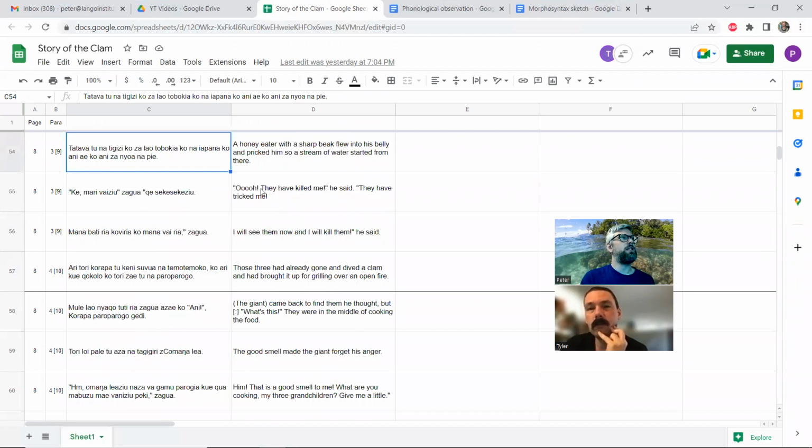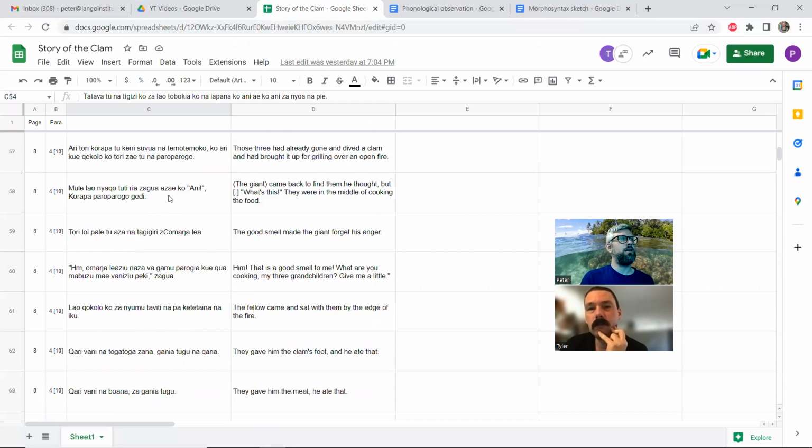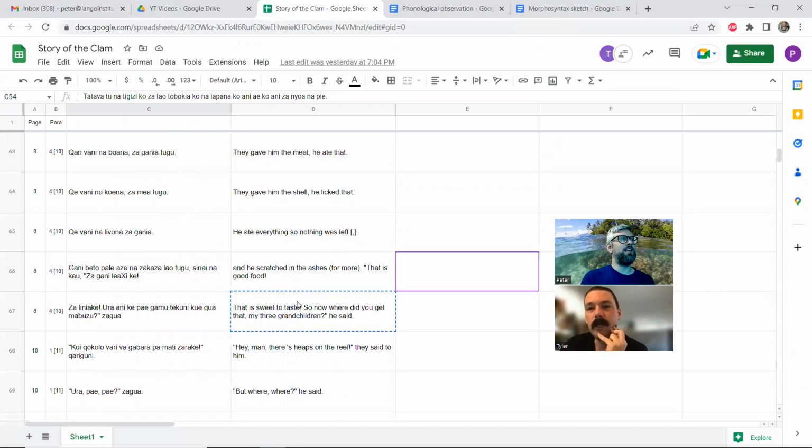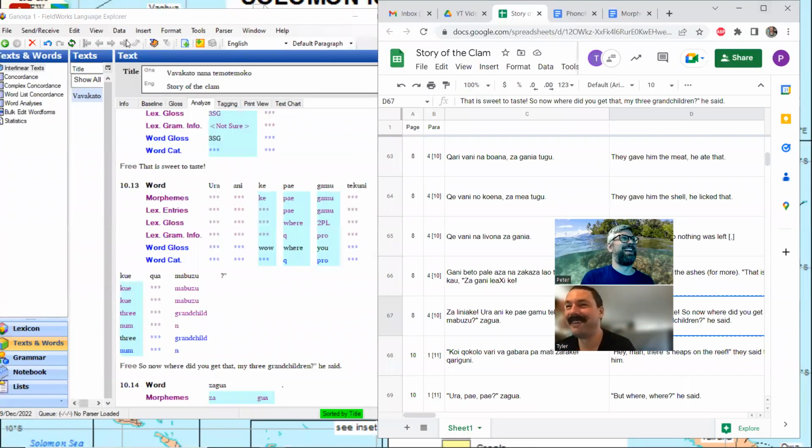I just noticed in the story he says here, "Ooh, they killed me. They've tricked me," and then it goes on to the next thing. He was not killed, actually. I was murdered. Yeah.